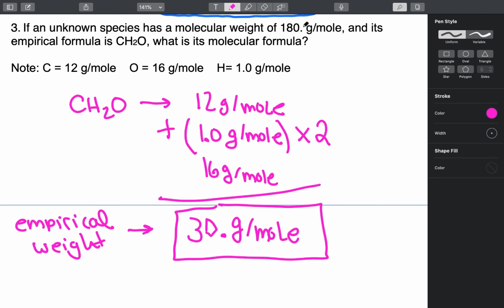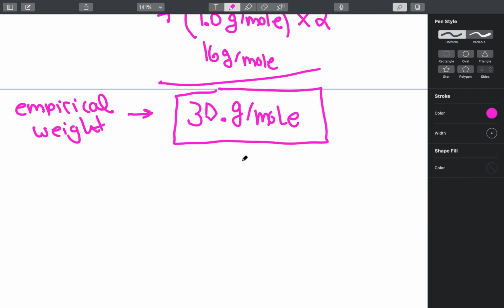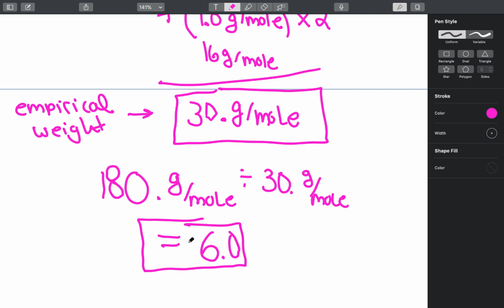Now we have to find the molecular weight. We actually already have the molecular weight here, so we can use the molecular weight and the empirical weight to find out what the molecular formula is. The molecular weight is 180 grams per mole. So all you have to do is divide 180 grams per mole by 30. And this will give you 6. Conserving the number of sig figs, 6.0.